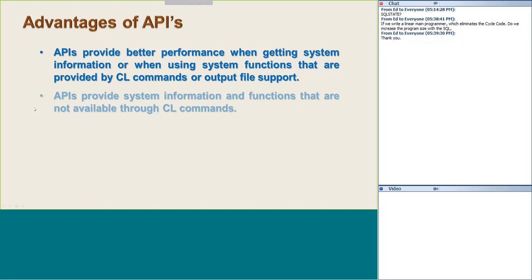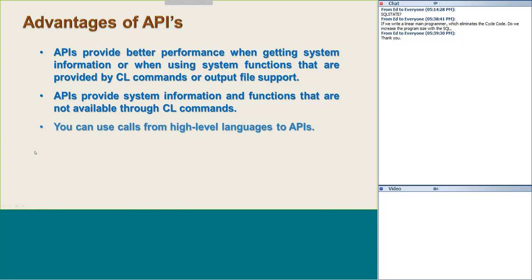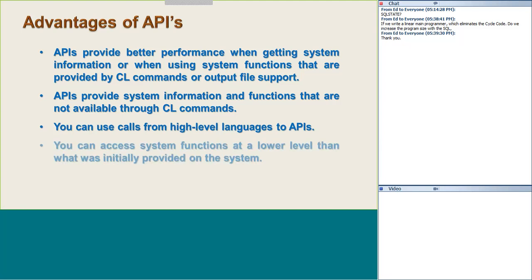APIs provide system information and functions that are not available through CL commands. I'm saying the previous slide the other way around. You can use calls from high-level languages to APIs, i.e. you can use RPG to drive APIs. And you can access some system functions at a lower level than was initially provided on the system. So, is there more? Yeah.